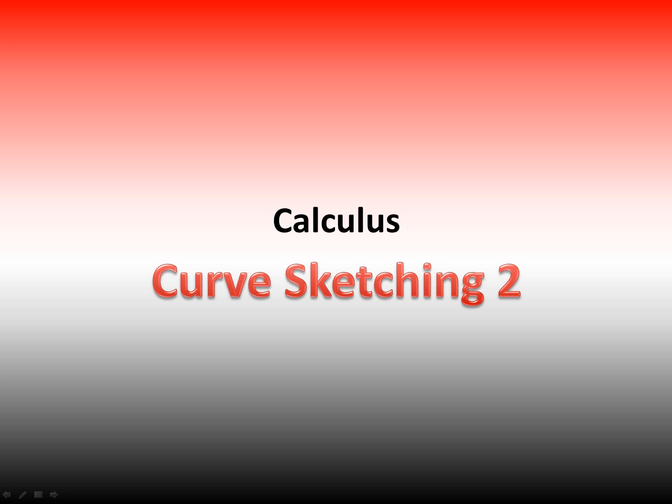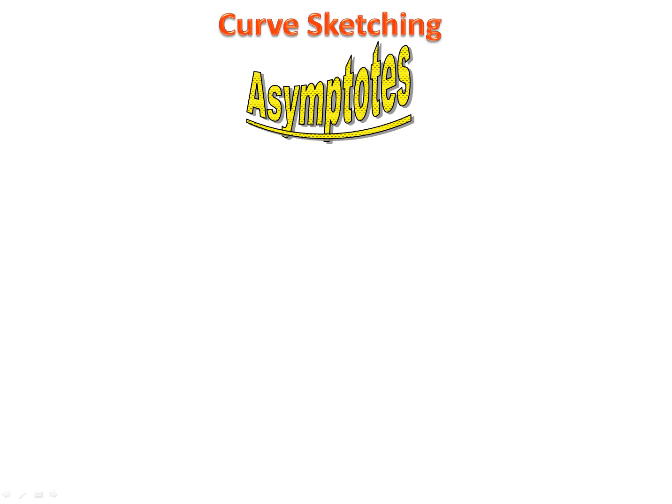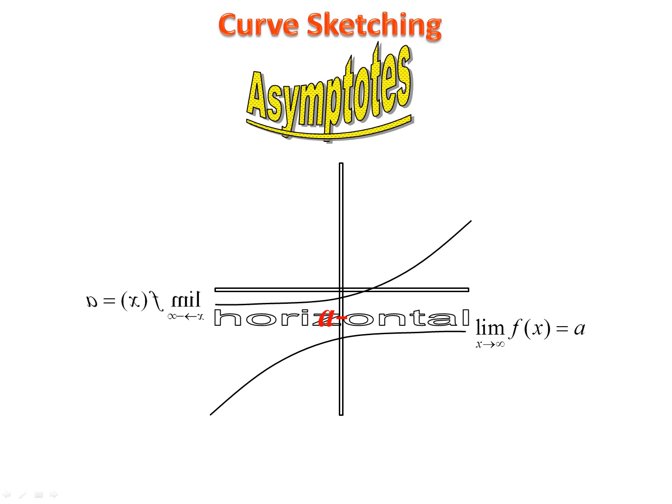Calculus, Curve Sketching Part 2, dealing with asymptotes. An asymptote is a line or curve towards which another curve is approaching closer and closer without ever reaching it, but getting as close as is required to the asymptote.